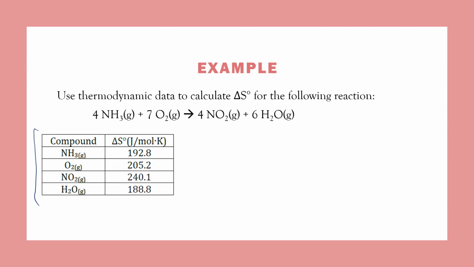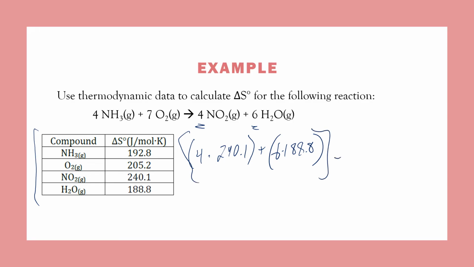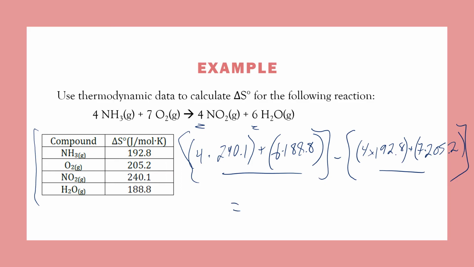So we need to do products minus reactants. Let's add up, and you do need to take the coefficients into account. So we will do 4 times the value for NO2, which is 240.1, plus 6 times the value for water. Those are our products, and then you will subtract the reactants. We have 4 times the value for NH3, plus 7 times the value for oxygen. So products minus reactants, and when you perform that operation, you get negative 114.4 joules per mole Kelvin.